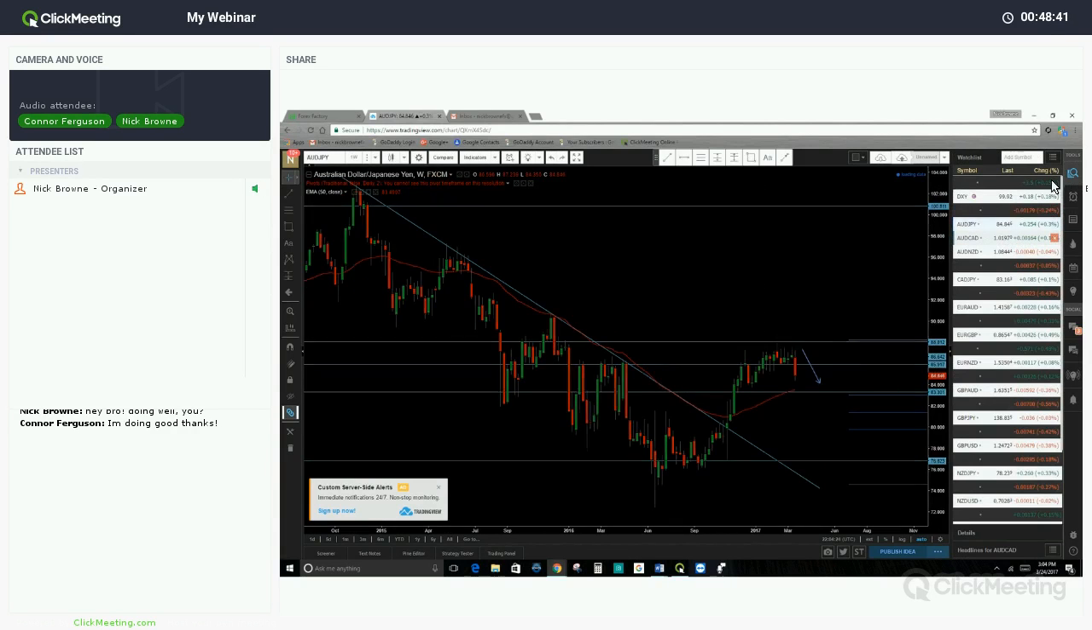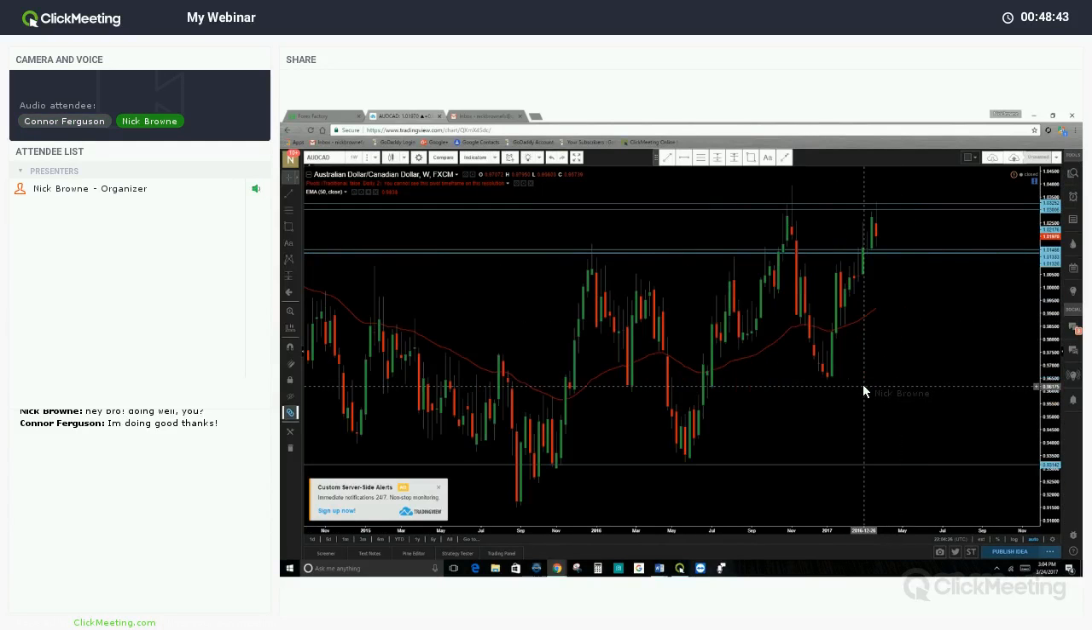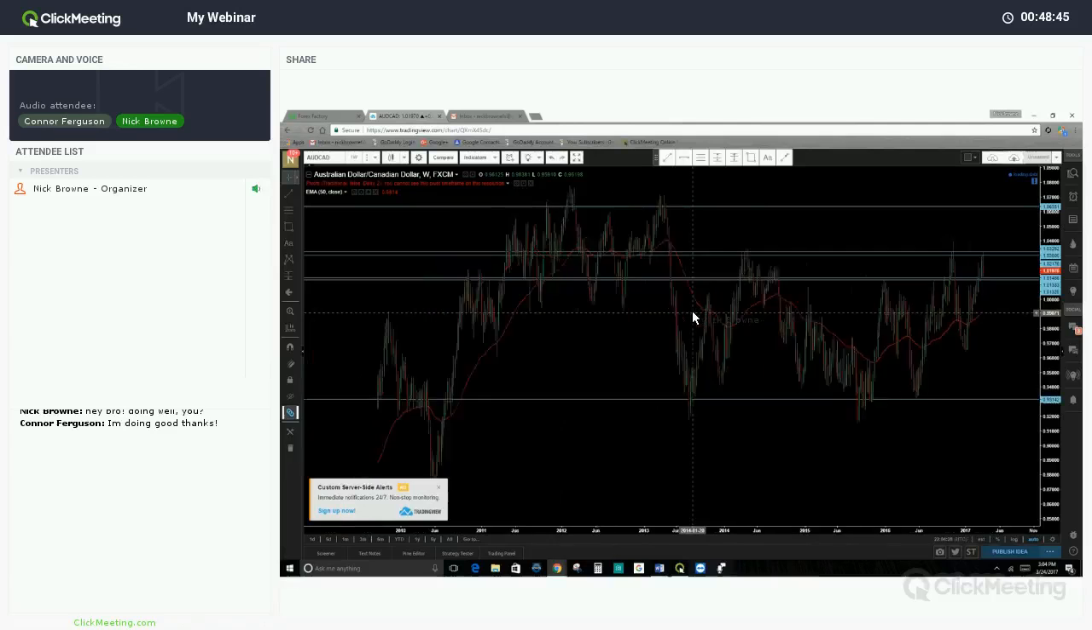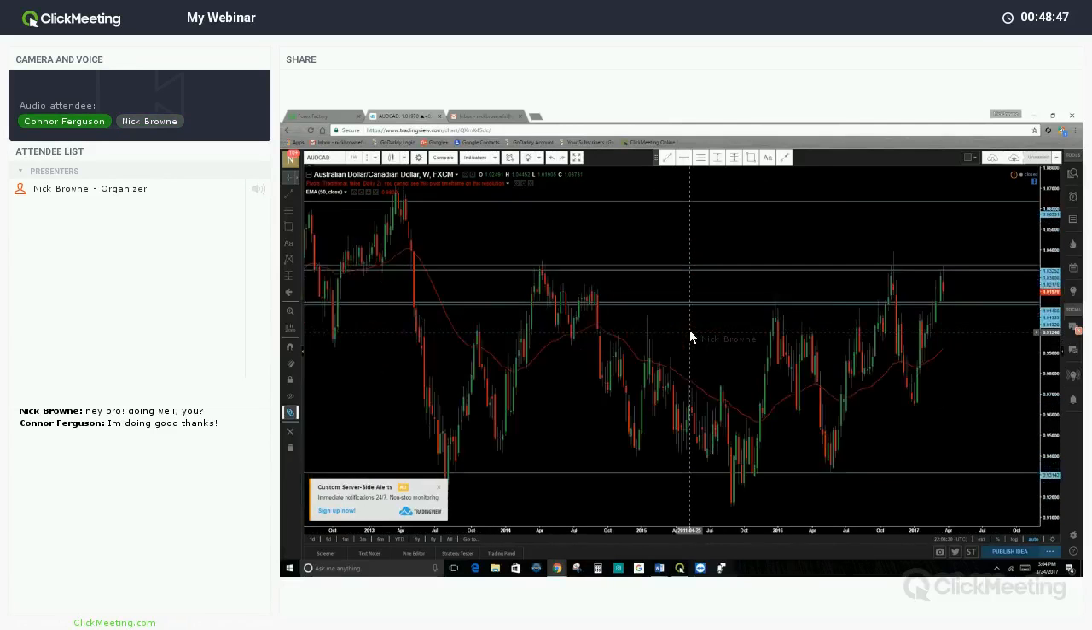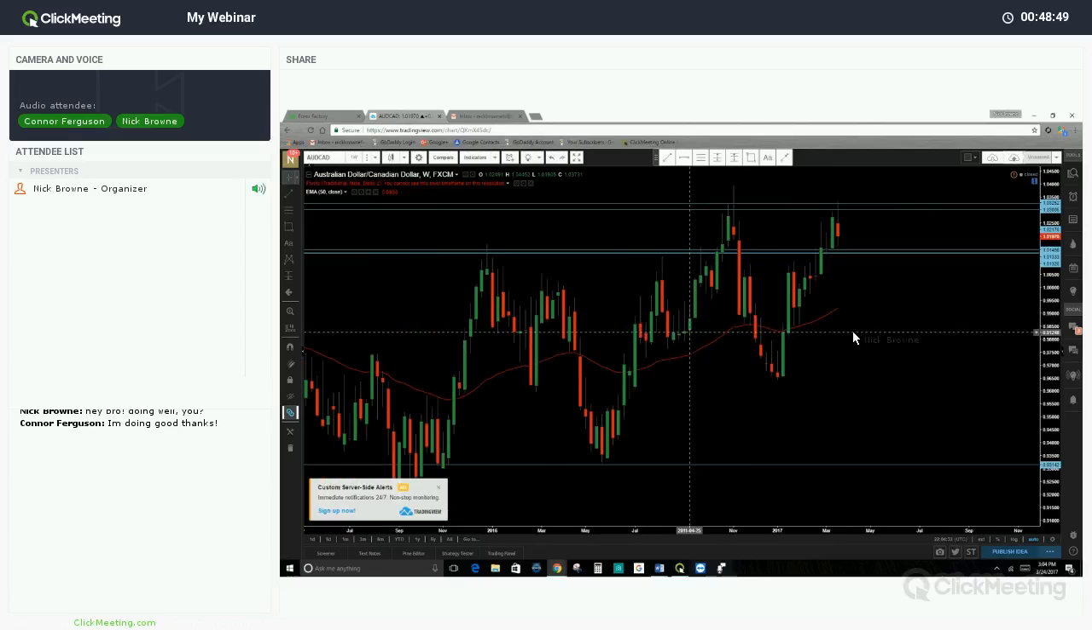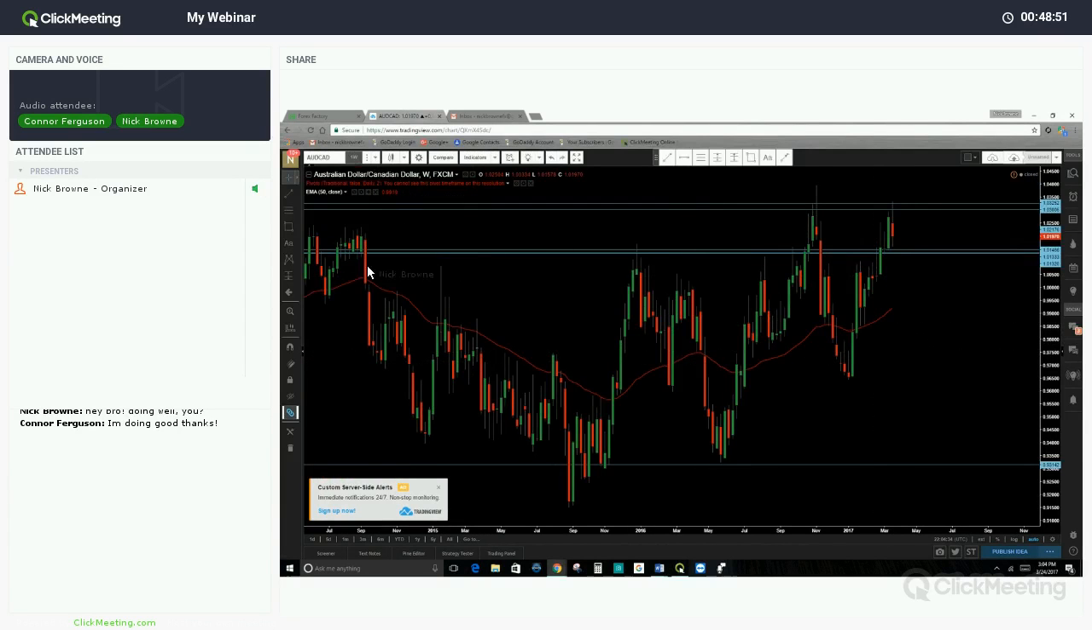So we'll take a look at Aussie CAD. Aussie CAD's a tricky one. Aussie CAD's like the trickiest of the Aussie pairs, just because CAD has been super weak, and it's like weak battling weak here.